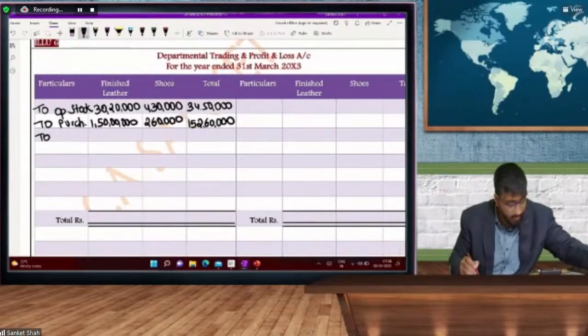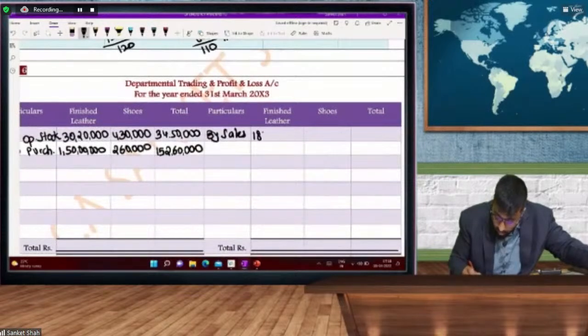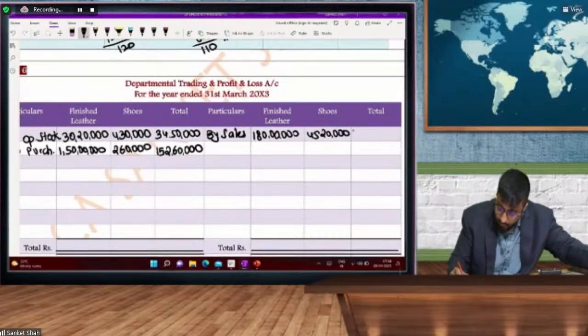Who is the next one, beta? No no, line by line, beta, line by line. By sales: 1 crore 80 lakhs, 45 lakh 20,000, 2 crore 25 lakh 20,000.